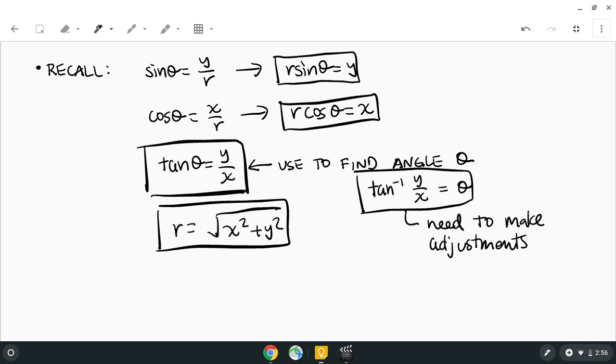Then if you take the absolute value of the angle, what you'll end up with is the reference angle.